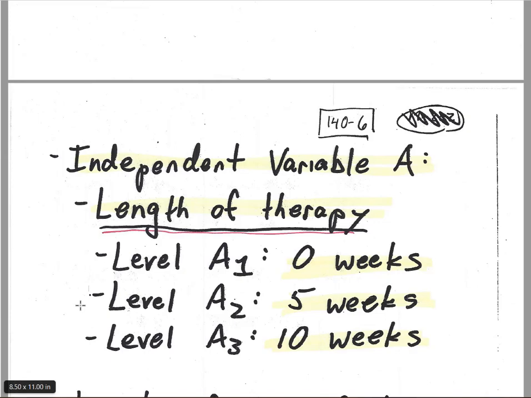One-third of your subjects will be assigned to level A2. They will get 5 weeks of therapy. And finally, one-third of your subjects will be assigned to level A3. They will get 10 weeks of therapy.